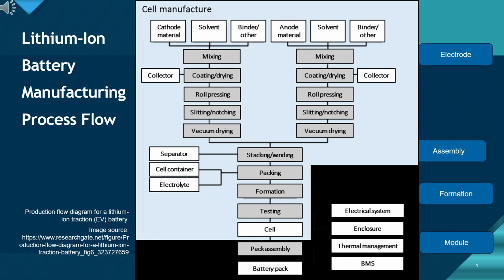3. Formation and testing, where the SEI layer is created, and the cell is stabilized, tested, and graded. 4. Module and pack assembly, where finished cells are combined into modules and packs with electrical, thermal, and safety systems. I encourage you to take a moment to carefully study the flow diagram. Understanding how these steps are connected will help you visualize the entire manufacturing sequence as we explore each process in more detail throughout this training.